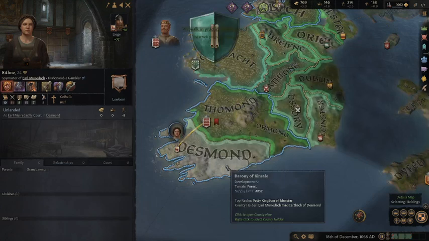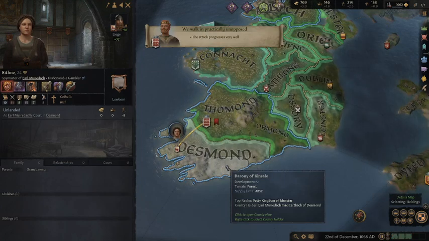It doesn't incur any stress, so let's go with that one. The attack progresses very well.